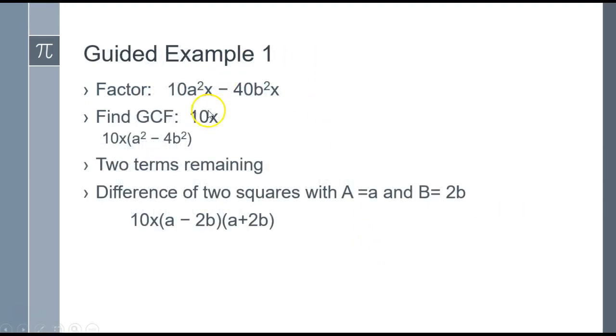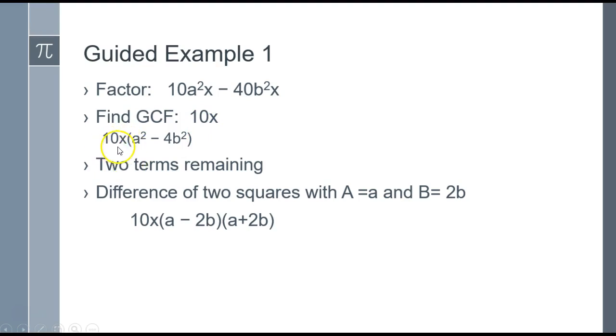So first example, I look at the problem and I say, what's the common factor, if any? I have 10a squared x minus 40b squared x. Well, the 10 and the 40 have a 10 as a common factor. 10 times 1 is 10. 10 times 4 is 40. I don't have an a in both terms, so that won't be a common factor, but I do have an x in both terms, so that becomes part of the common factors. The greatest common factor is 10x.